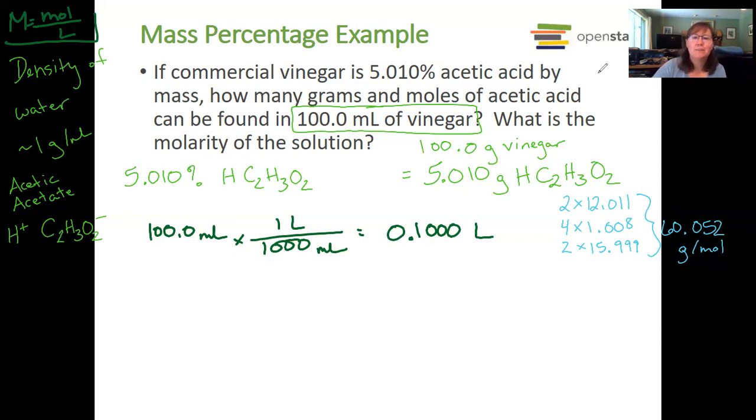And that's why you might as well find your molar mass, because 9 times out of 10, you're going to need it. Okay, or you can do it later when you realize that you do need it.